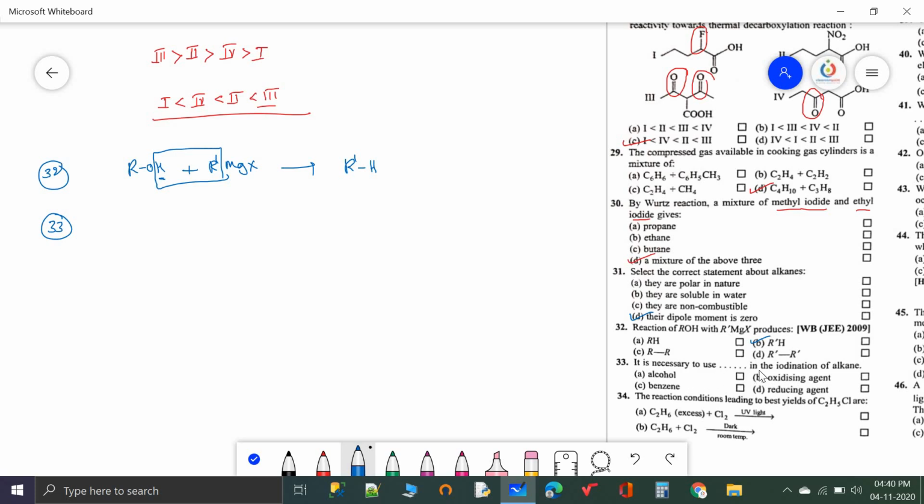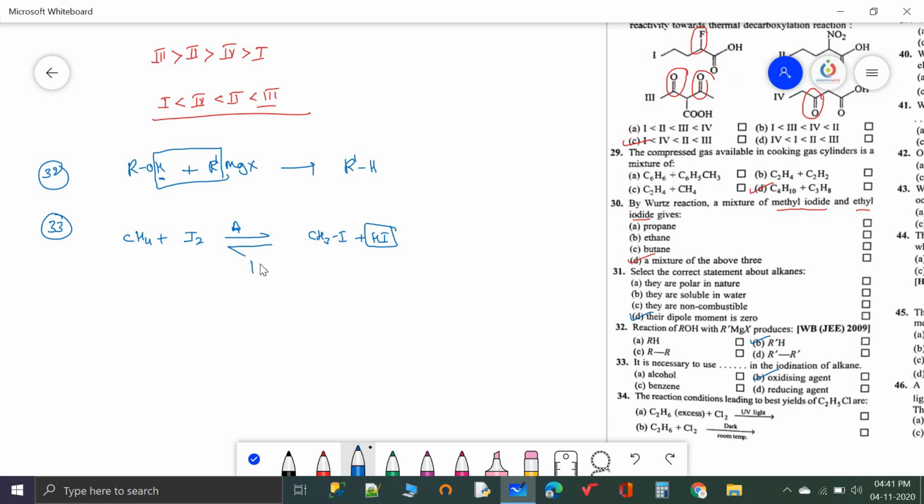It is necessary to use dash in the iodination of alkanes. Generally, we use an oxidizing agent in the iodination of alkanes. I'll take a simple example. Methane you take and subject it to iodine in the presence of heating. So what we expect is methyl iodide plus HI. But once HI is there, it will facilitate the reaction towards this side. So it becomes a reversible reaction.